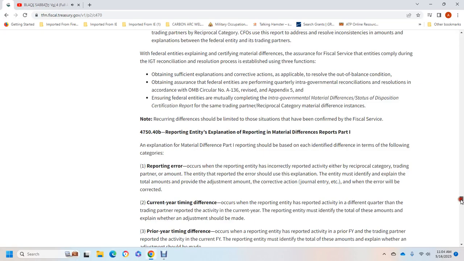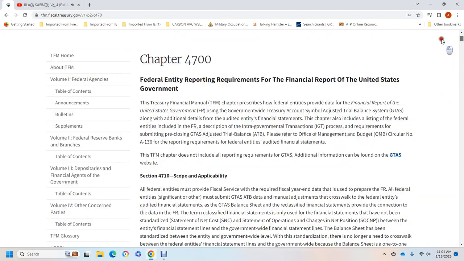Alright, 4750.40B. Chapter 4700, Federal Entity Reporting Requirements, Financial Report of the United States Government, Tape 3.